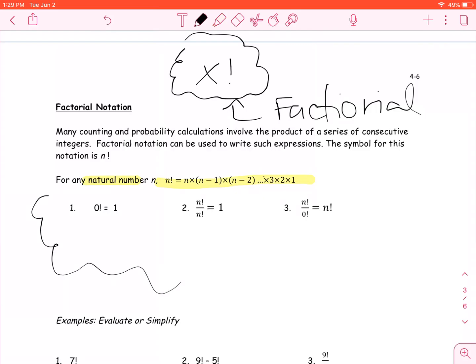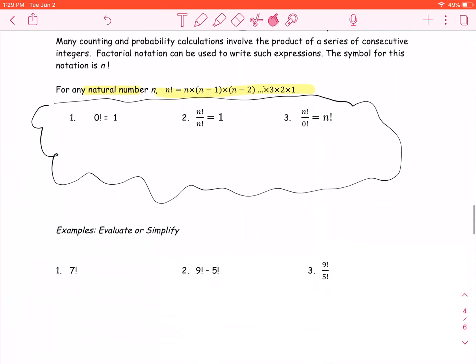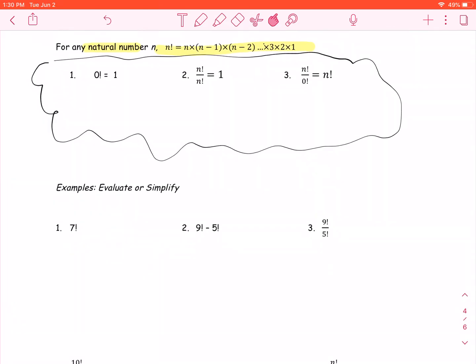So a couple of things to consider. Okay, so 0 factorial does equal 1, n factorial over n factorial do cancel out to create 1. And your third rule is when you have n factorial over 0 factorial, your answer is actually just equal to n factorial. Okay, and we actually will be able to see these in action in the examples I'm about to do with you. Okay, so we're going to evaluate or simplify.